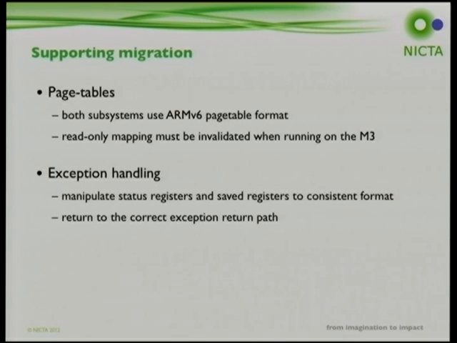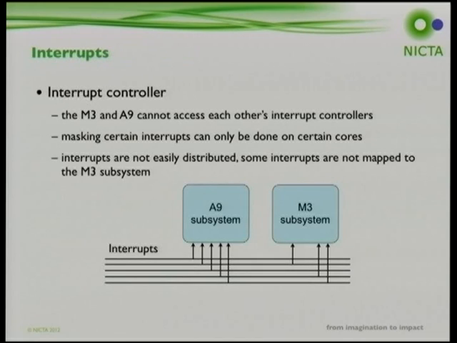Also, the M3 status registers are different, and it stores registers to the stack differently than the A9 does. So we need to keep these consistent if we don't want to have to duplicate half of the Linux code that uses this. Also, when we migrate, we need them to be in a state that the other exception handling code can read. This involved manipulating stuff on the stack and in the exception handling, which was fun. But after this, we had live migration working, where we could taskset or sched_setaffinity, and this would migrate tasks between the A9s and M3s, and it worked, which is good.